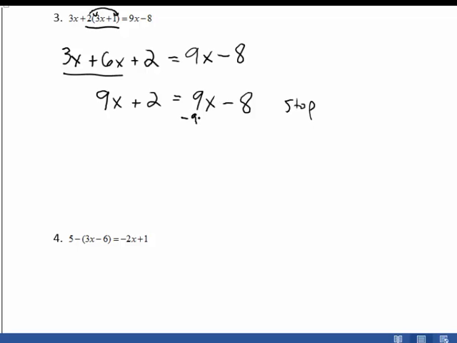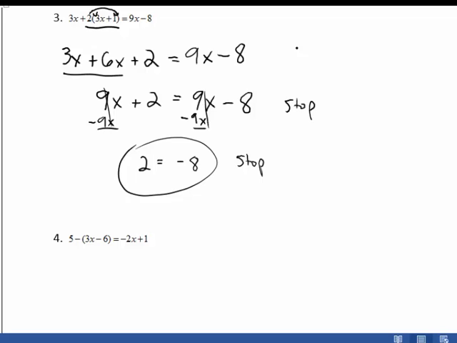If you can't see it at that step, you could do the next algebraic step, which would be to subtract 9x from both sides. That's 0, and then you get 2 equals negative 8. So if you couldn't see it at that step, you should see it here. You can stop, because that doesn't make any sense. Right? 2 does not equal negative 8.